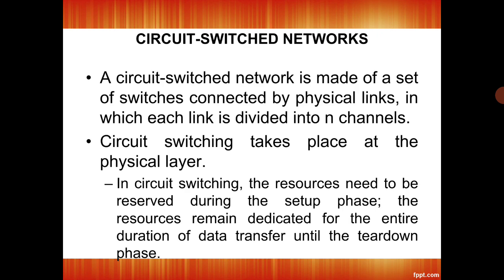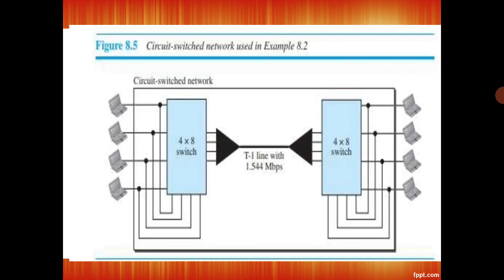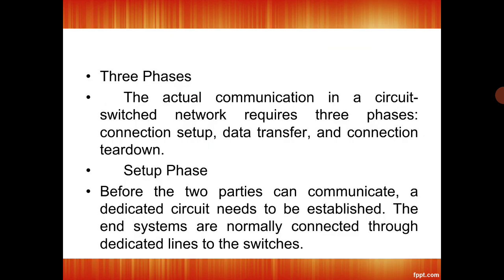A circuit switched network is made up of a set of switches connected by physical links, in which each link is divided into n channels. Circuit switching takes place at the physical layer. In circuit switching, the resources need to be reserved during the setup phase. The resources remain dedicated for the entire duration of data transfer. The circuit switched network is shown in the figure, with transmission from transmitter to receiver. There are three phases: setup phase, data transfer phase and connection teardown.